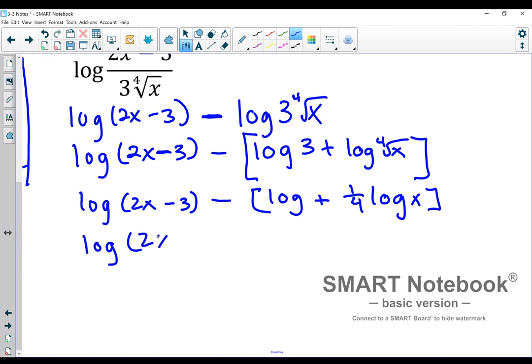You do a lot of these and you really don't need to show work. And I forgot my 3. So minus log 3, I'm going to distribute the minus sign to the 1/4 of log x. And there we go, we're all set.